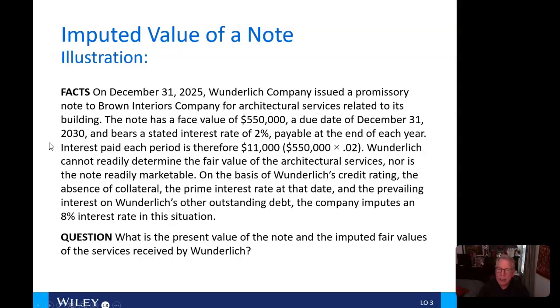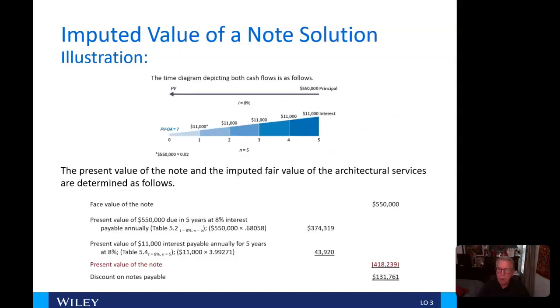Wunderlich cannot readily determine the fair value of the architectural services, nor is the note readily marketable. On the basis of Wunderlich's credit rating, the absence of collateral, the prime interest rate at that date, and the prevailing interest on Wunderlich's other outstanding debt, the company imputes an 8% interest rate in this situation. What is the present value of the note and the imputed fair values of the services received by Wunderlich?